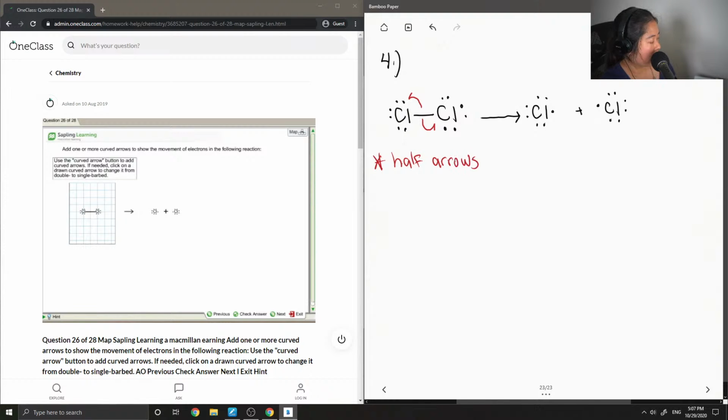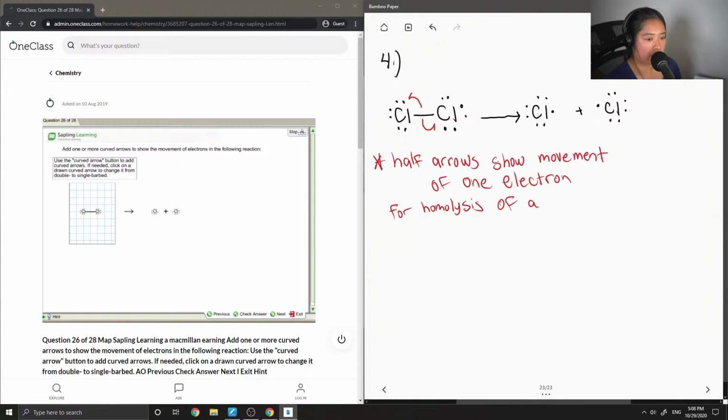So basically, half arrows show the movement of only one electron. So usually when we have a full arrow, that's the movement of 2 electrons. But to show the movement of the one, we're going to use these half arrows. And this is for the homolysis. So that basically means the breaking of a bond.